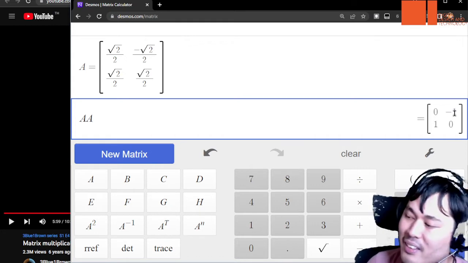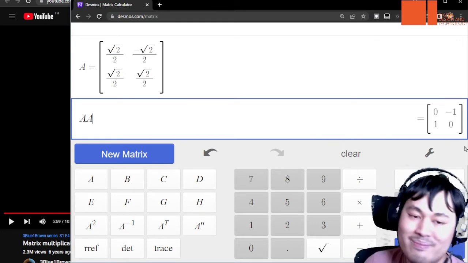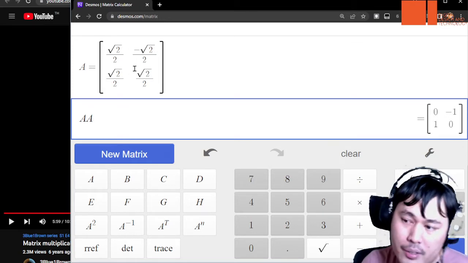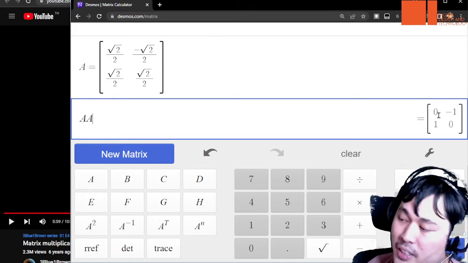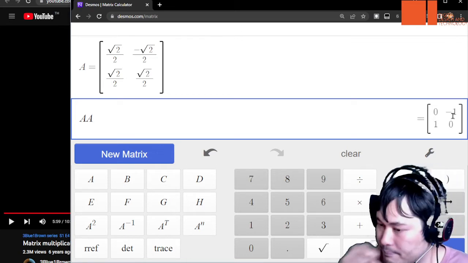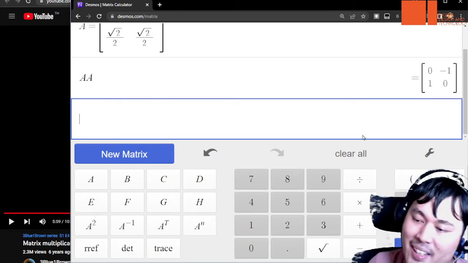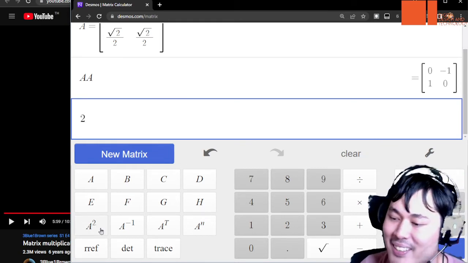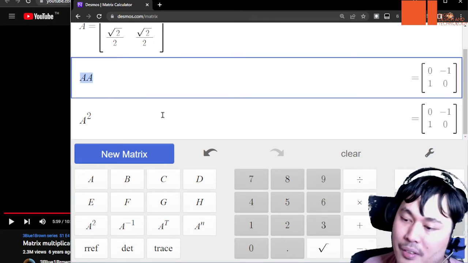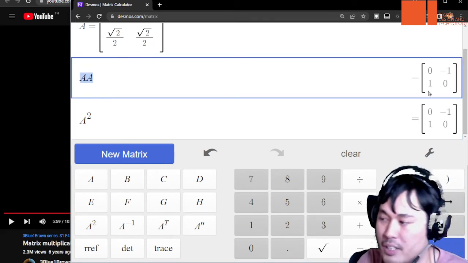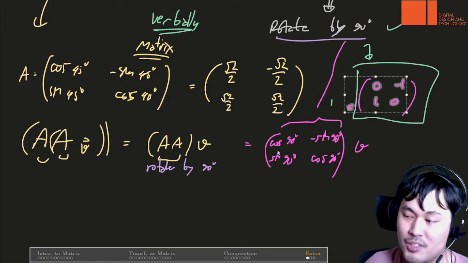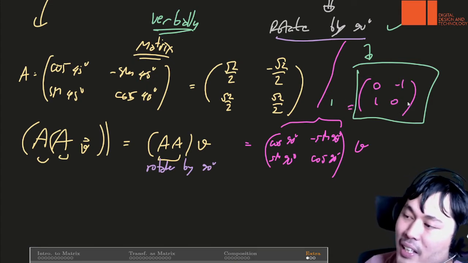It looks similar, doesn't it? I mean, they look the same. It is what we expect: rotating 45 degrees twice should be the same as rotating by 90 degrees, which is what we see on the right hand side here. Oh, and by the way, now that we are in this app, you can see this A squared, and you can guess what it is. It's the same as A times itself. That's A squared, and that's the same result.